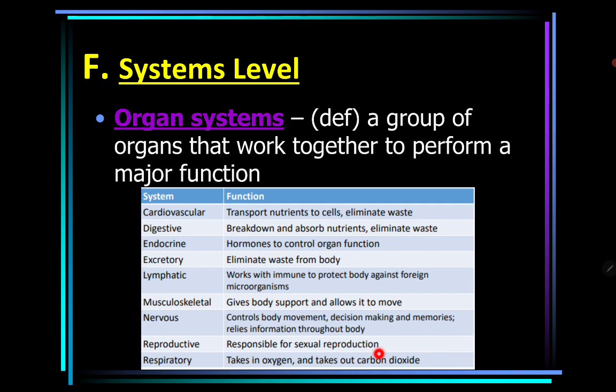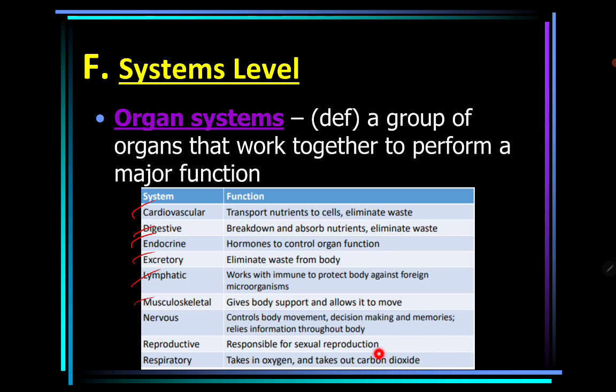So let's have an overview of the body systems. The cardiovascular system transports nutrients to cells and eliminates waste. Digestive breaks down and absorbs nutrients and eliminates waste. Endocrine uses hormones to control organ function. Excretory eliminates waste from the body. Lymphatic works with the immune system to protect the body against foreign microorganisms.